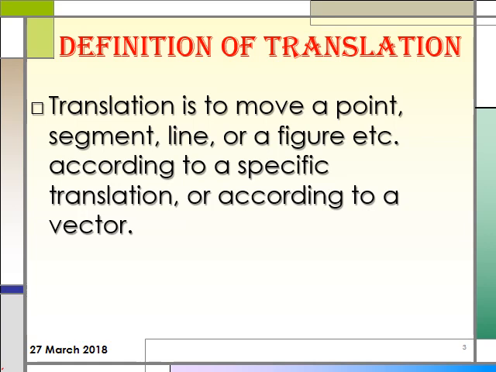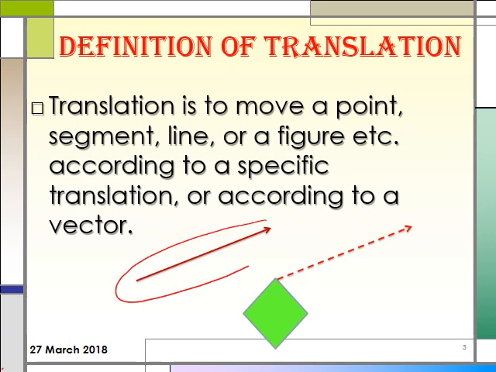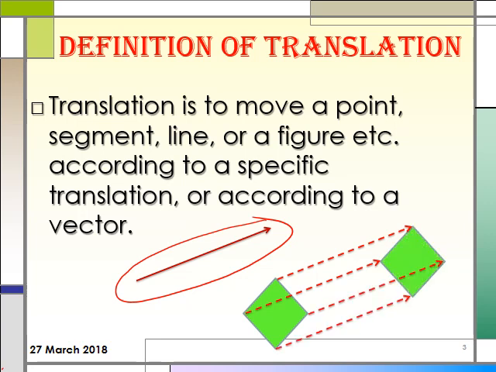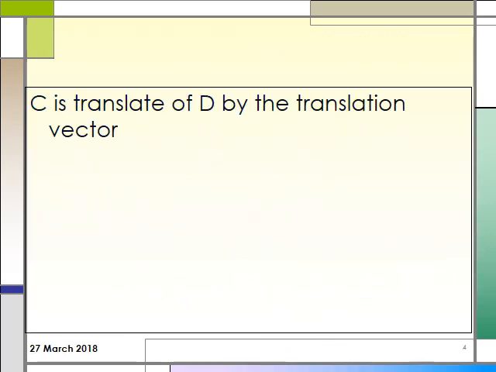A translation is to move a point, segment, line, or a figure according to a specific translation or according to a vector. So, the translate of this shape by the translation vector U is this figure. C is the translate of D by translation vector U.